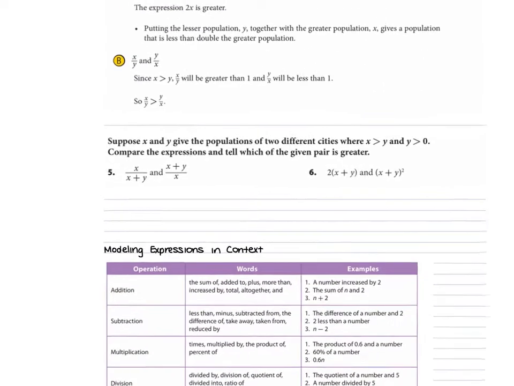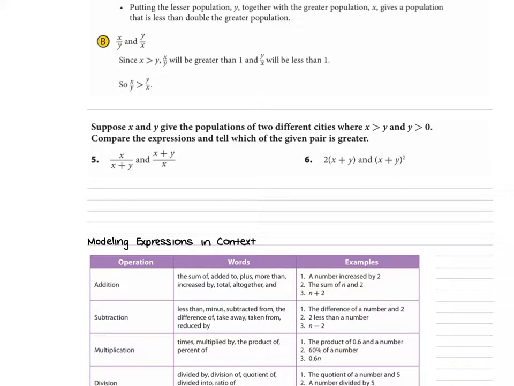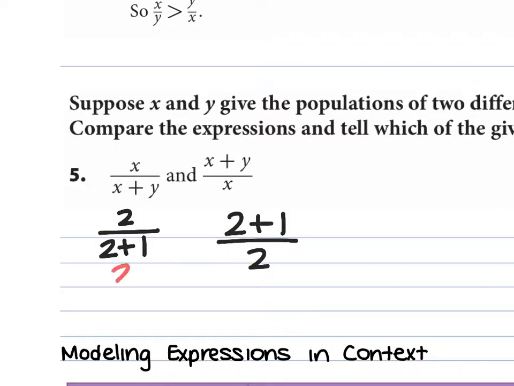For 5 and 6, we're doing the same thing. It tells you that x is greater than y and y is greater than 0. So if y is greater than 0, y can equal 1. And if x is greater than y, x can equal 2. So if we plug these values in, we would have 2 over 2 plus 1, and then 2 plus 1 over 2. So 2 over 3, and 3 over 2. Well, 3 over 2 is greater than 2 over 3, so the x plus y over x would be greater.